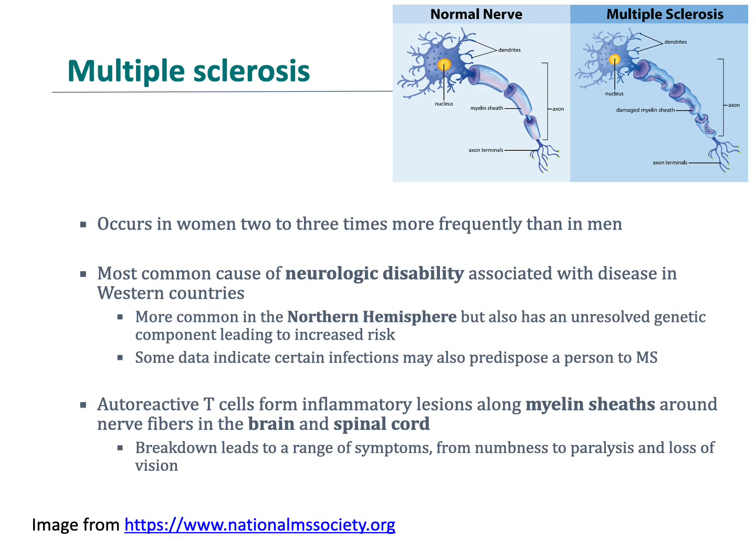I did add a slide on multiple sclerosis. So multiple sclerosis occurs in women 2 to 3 times more frequently than men. But I do want to point out that men do still experience autoimmune conditions.